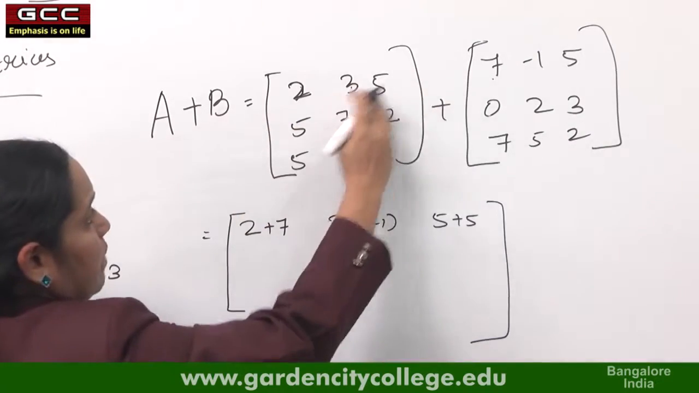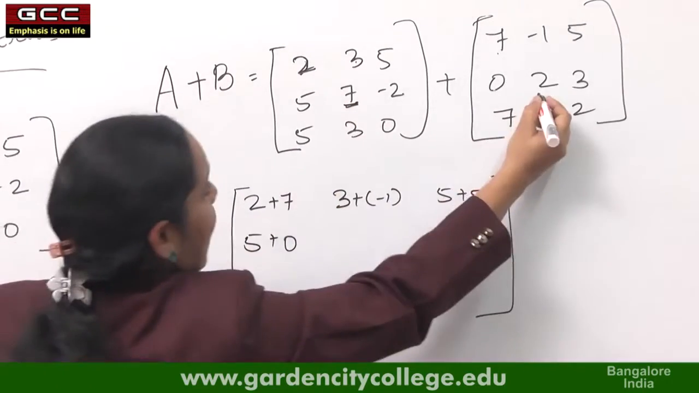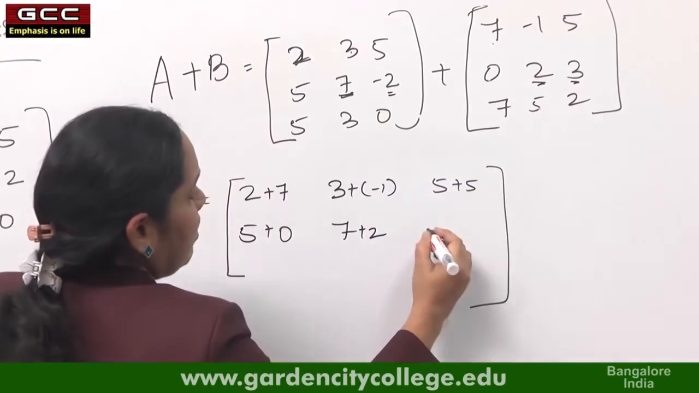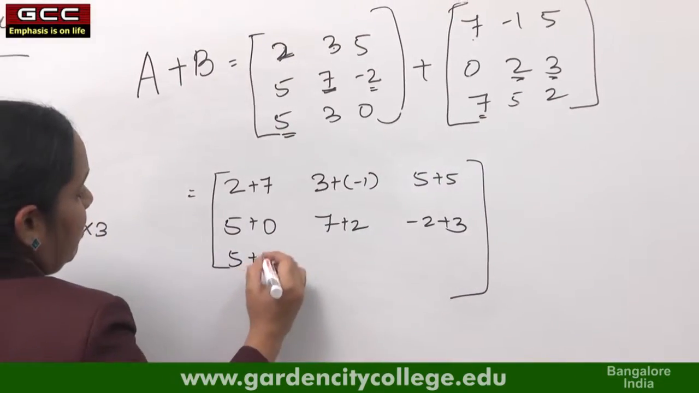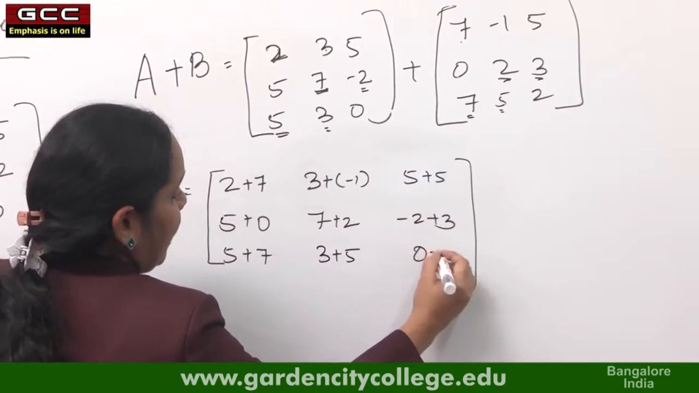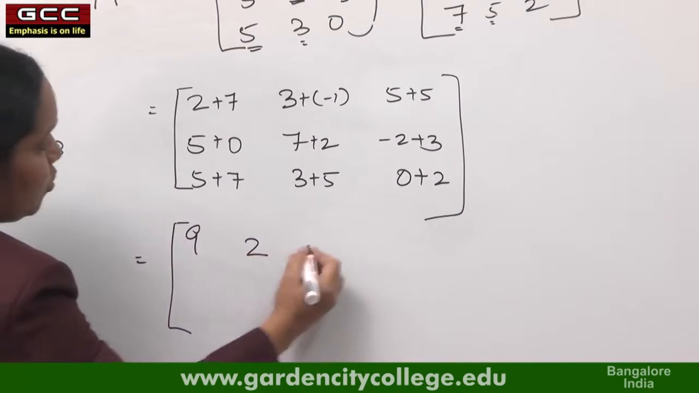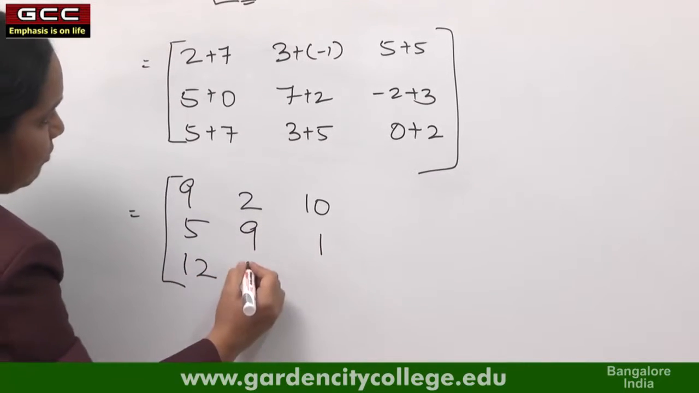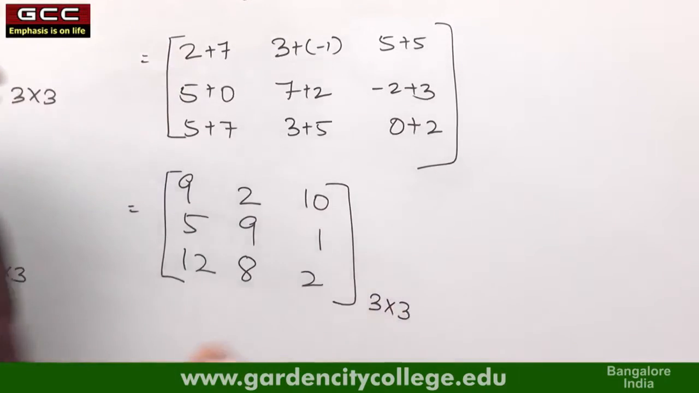2 plus 7, 3 plus minus 1, 5 plus 5, 5 plus 0, this 7 should be added with this 2, this minus 2 should be added with this 3, this 5 should be added with this 7, 3 should be added with this 5, and 0 should be added with the 2. Now the resultant matrix will be 9, 2, 10, 5, 9, 1, 12, 8 and 2. This is also of order 3 by 3.